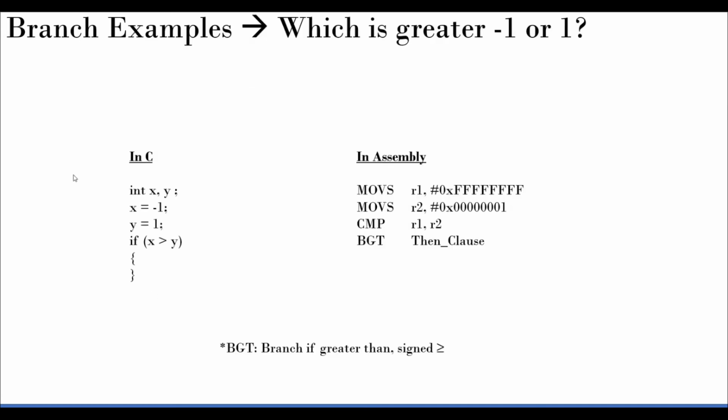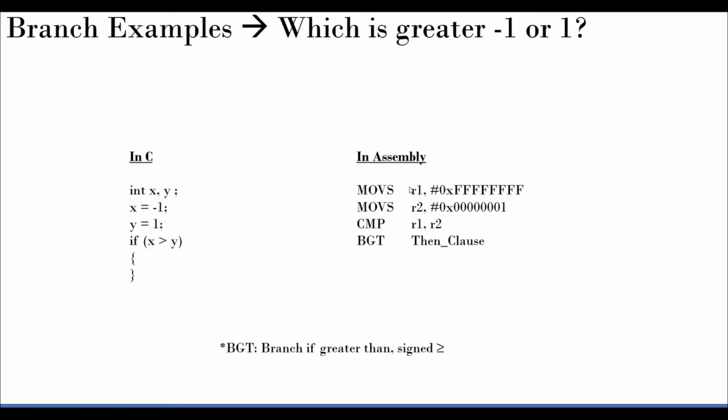In C, for example, let's say you ask which is greater, -1 or 1. This is one code that you want to write. You have int x, y, where x is initialized with -1 and y is initialized with 1. Then you write something like if x greater than y, you do some operation. So what is the exact replica in assembly?